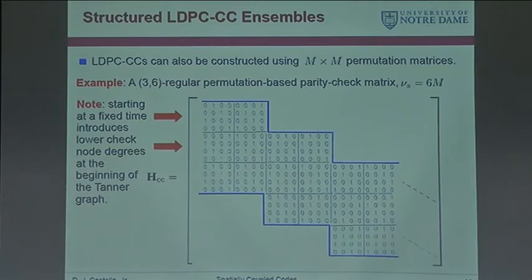So they're built on essentially a regular structure, but there's what we like to call a slight irregularity at the beginning of the graph and at the end of the graph if we terminate at the other end. So the variable node degrees never change. They're 3. But the check node degrees at the beginning and the end are smaller. They're 4 or 2.